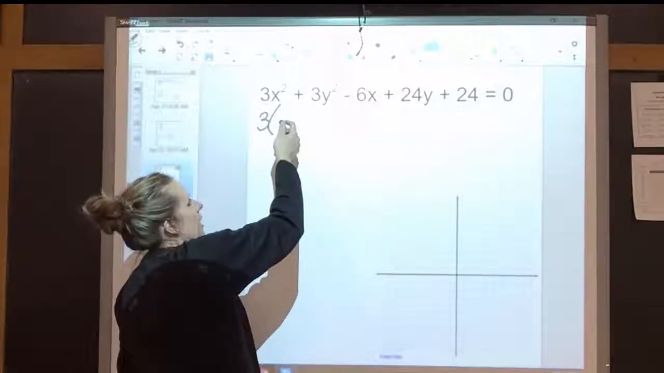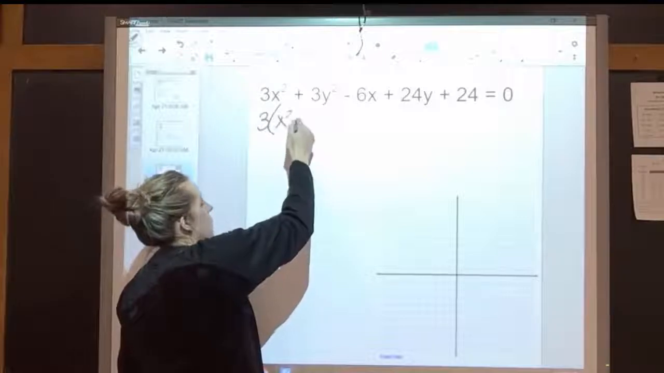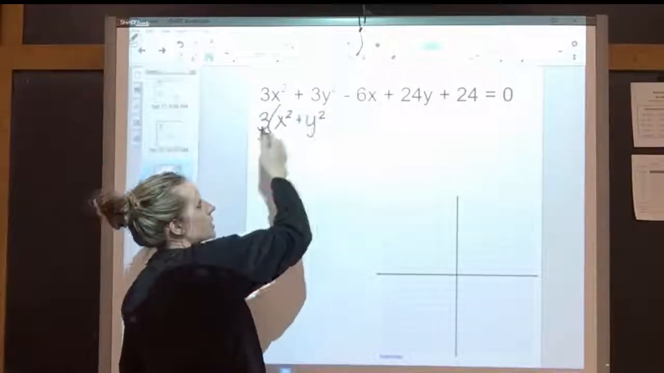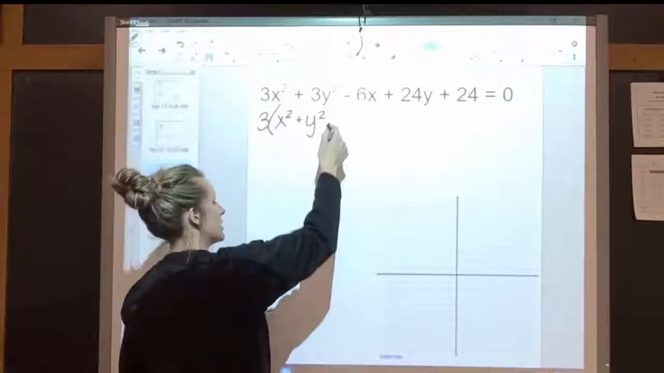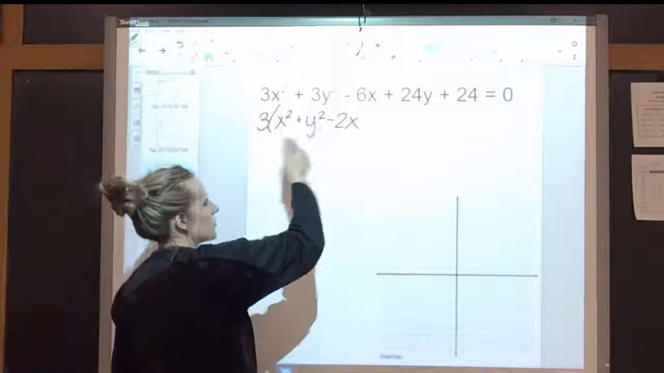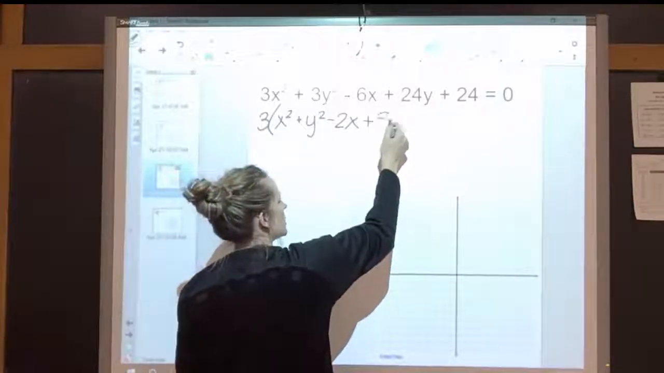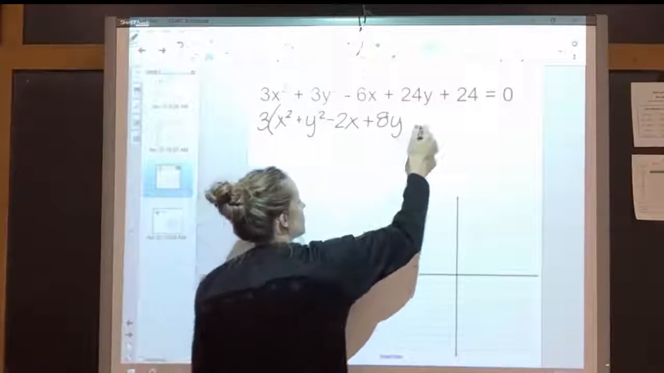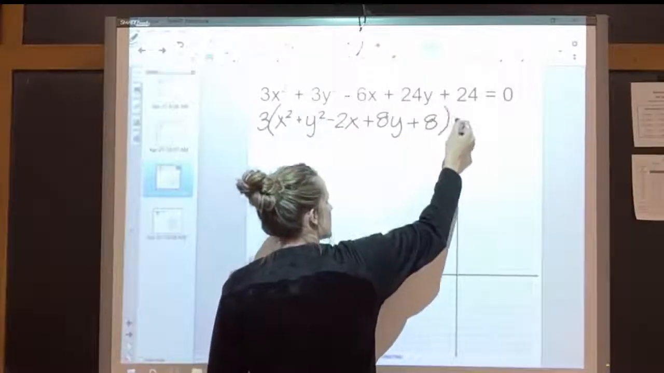So if we take a 3 out of the first term, we're left with x squared plus y squared. Negative 6 divided by 3 is negative 2x. 24 divided by 3 is positive 8y. And 24 divided by 3 is positive 8. And that's going to equal 0.